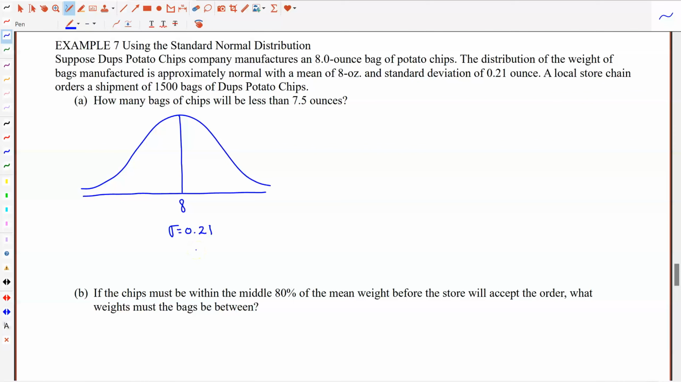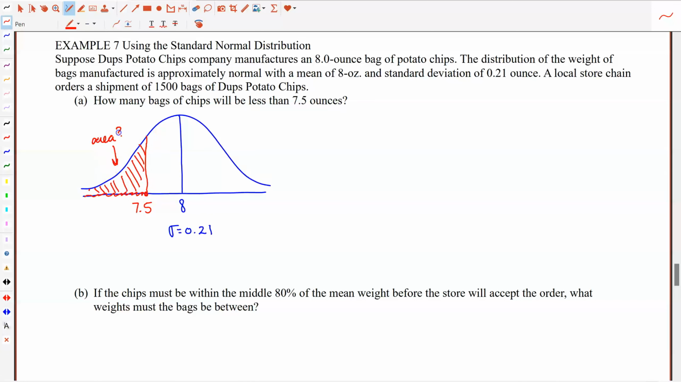Now on this particular problem, they want us to know how many bags of chips will be less than 7.5 ounces. My mean is 8, so 7.5 is something that's less than 8, so I'm going to put that to the left of 8. So just mark somewhere where you think 7.5 is. And I want to find out how many bags will be less than it. Less than it would be to the left. In order to find out how many bags satisfy that percentage or that proportion, we're going to find the area under this normal curve that is to the left of 7.5. So I want to find this area.